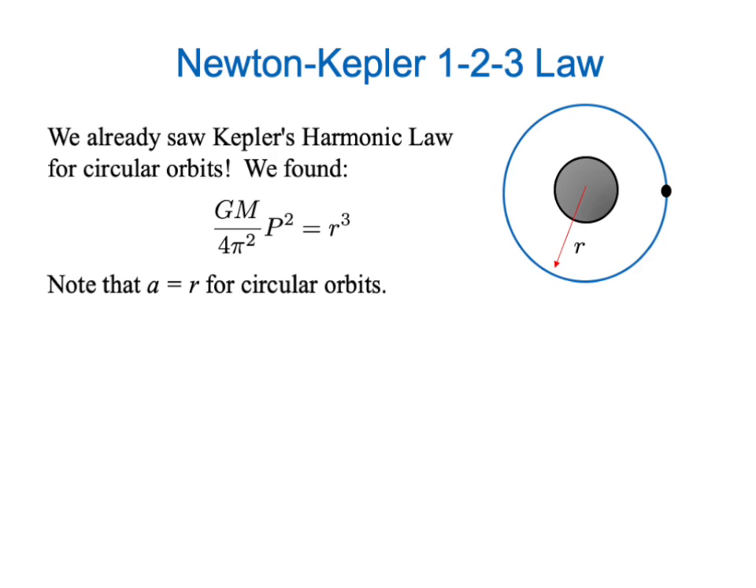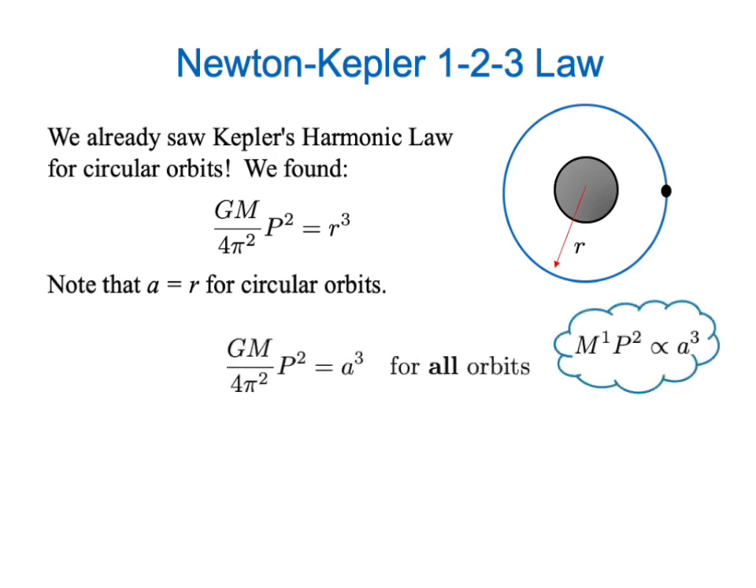And of course, we also notice that r is the same thing as a, the semi-major axis, for a circular orbit. And so that means we know the value of the constant for Kepler's third law. And we might call this the Newton-Kepler 1, 2, 3 law, because it tells us that mass to the first power times orbital period to the second power is proportional to semi-major axis to the third power. And that's true not just for circular orbits, but for all orbits.